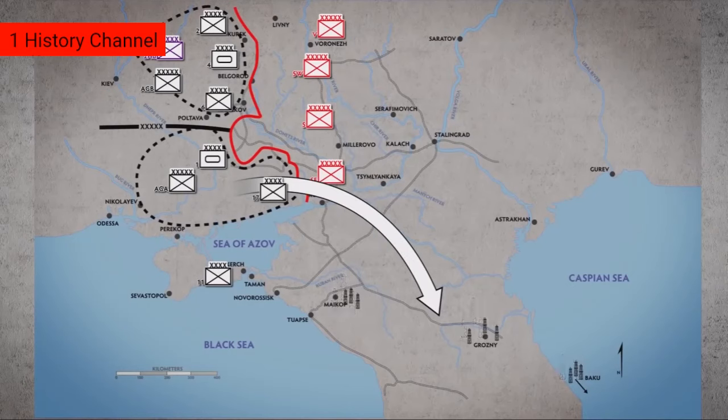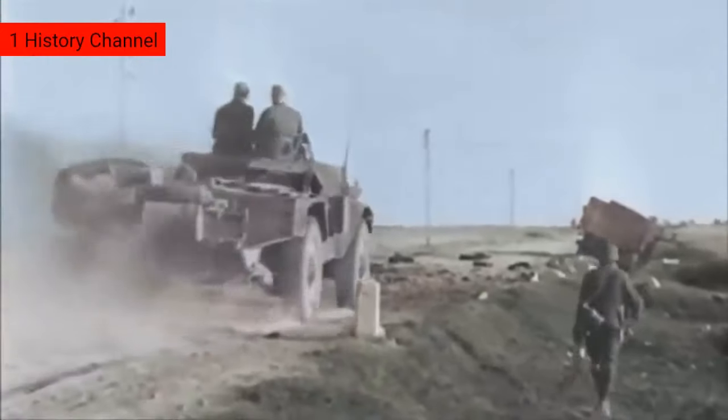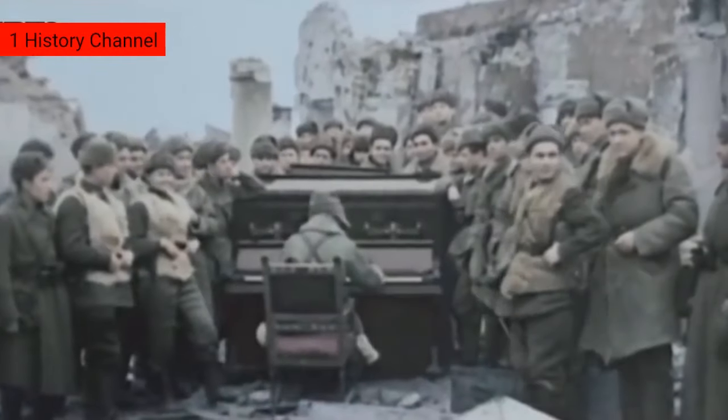In conclusion, Operation Blue was a major military campaign launched by Nazi Germany on the Eastern Front during World War II. The operation was aimed at securing the oil fields in the Caucasus and cutting off the Soviet Union's major industrial centers. Although the German army made significant progress initially, the campaign ultimately failed due to logistical and supply problems, as well as fierce resistance from the Soviet Union.